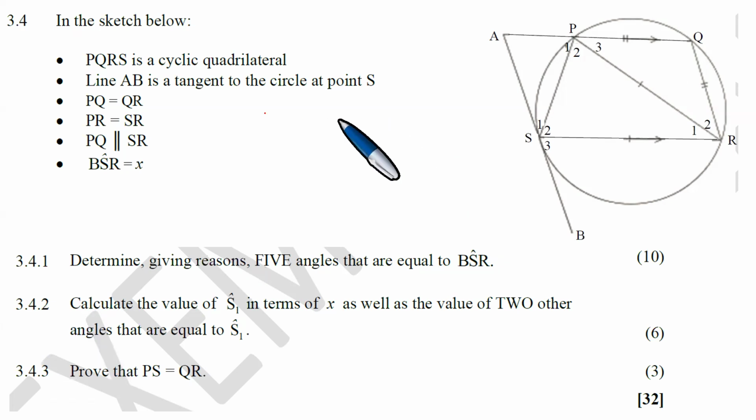For instance, in the sketch below, PQRS is a cyclic quadrilateral. So this PQRS is a cyclic quadrilateral. And we have line AB is a tangent to the circle at point S. So line AB is a tangent to the circle at point S.